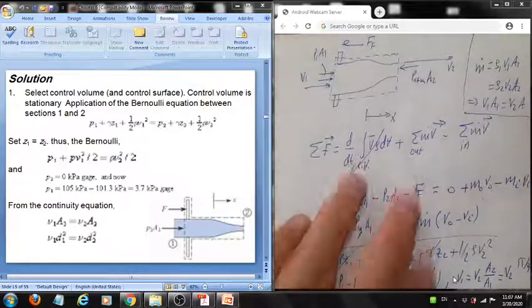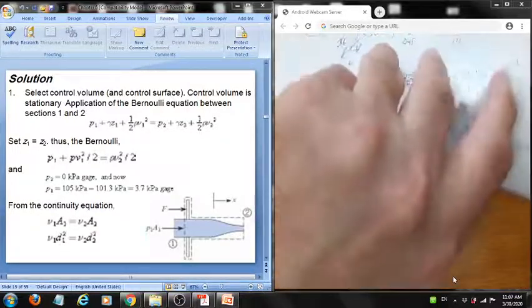Excuse me for a second. Let's use a different sheet.